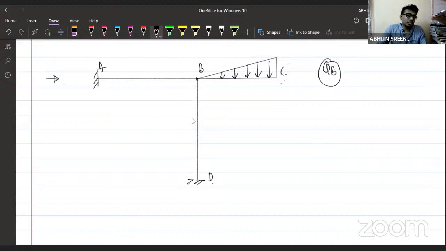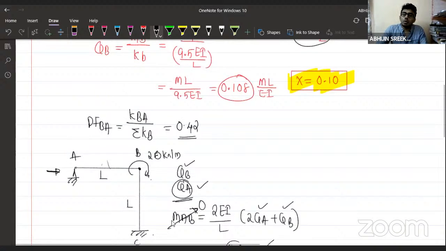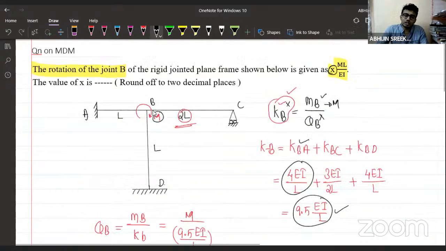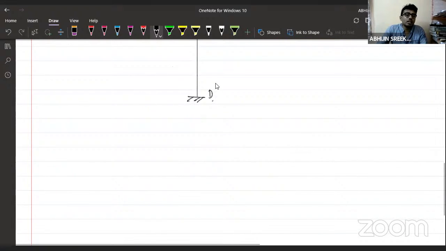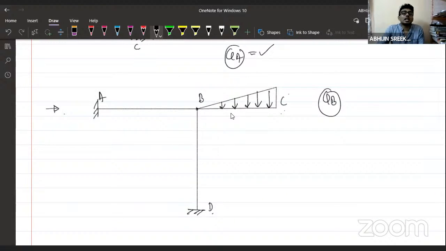In the previous two cases, we were given the moment at the end B. Here also moment was given. Here also moment was given. Here moment is not given, but you are asked to calculate theta B. How to calculate it?